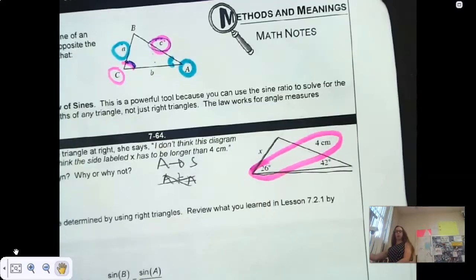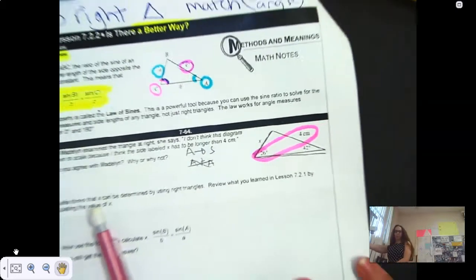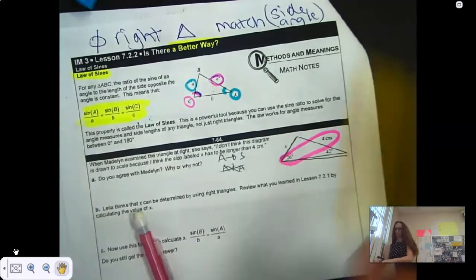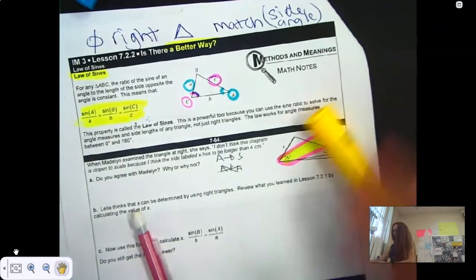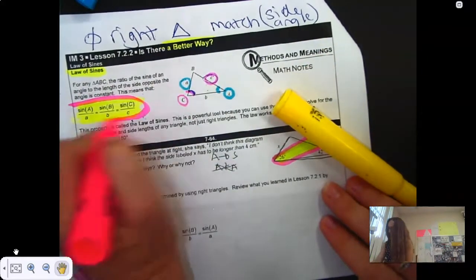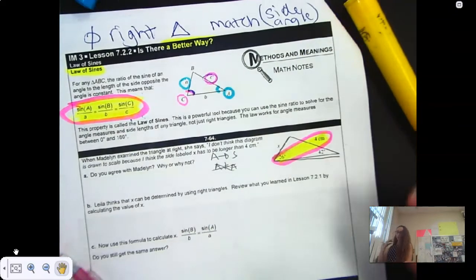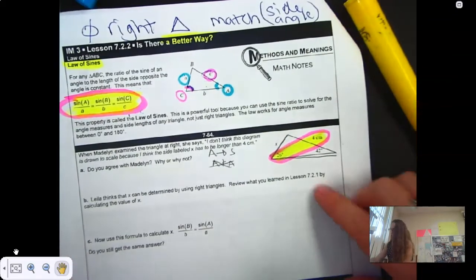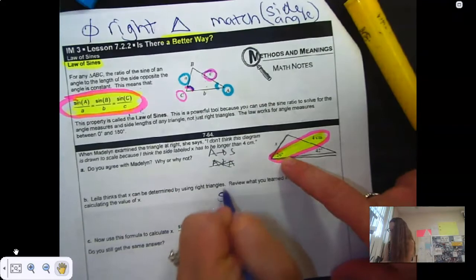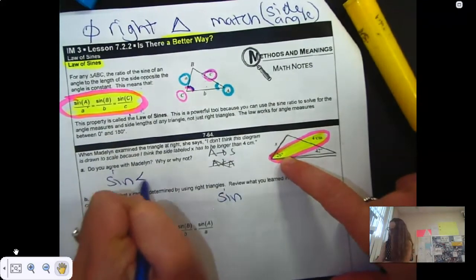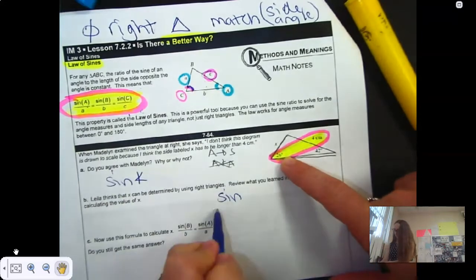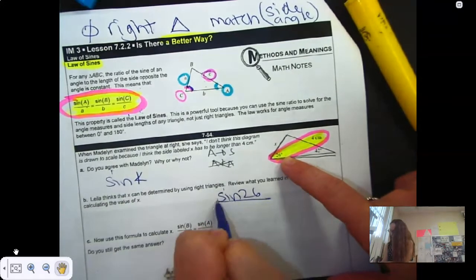Now, if I have a match, which I guess I should have done in yellow because I'm doing this in yellow, so let's do yellow. So if I have a match, and I'll do this. That way it's like obnoxious. Then I can actually use the law of sines. So what I do is this. I go the sine, and it's always the angle. So it's always the sine of the angle. So the sine of 26 over 4.